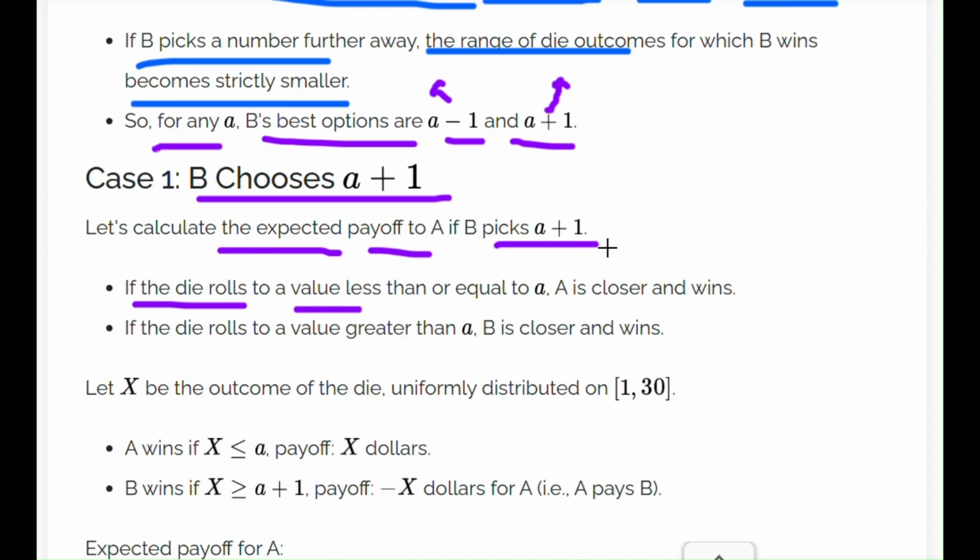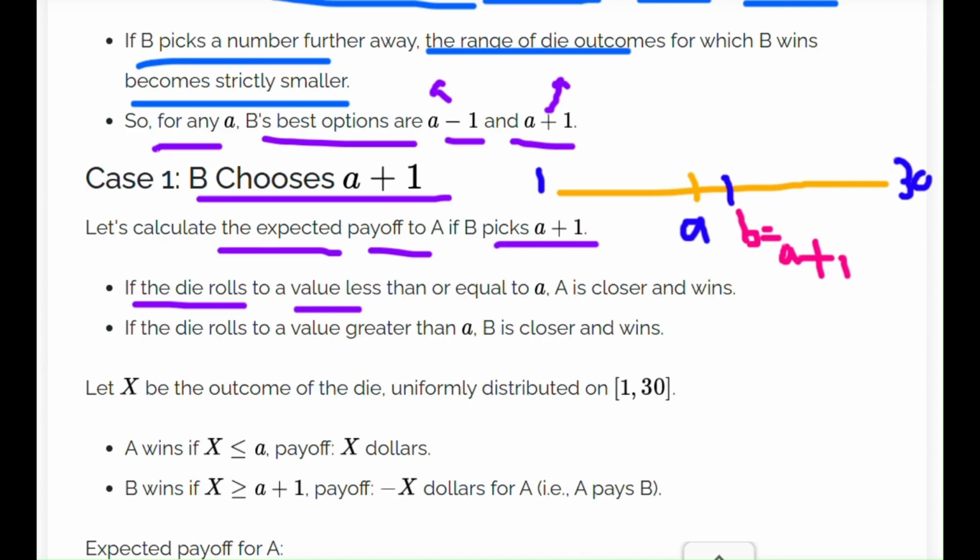If the die rolls to a value less than or equal to A, so let's say this is the number line. And we have A has picked this number over here. Now, this is 1 and this is 30. Now, B picks A plus 1. So this is the number picked by B, which is equal to A plus 1.